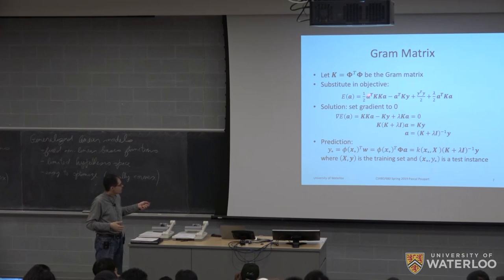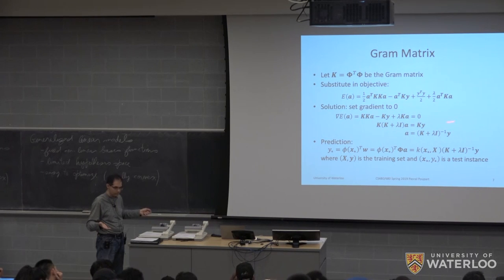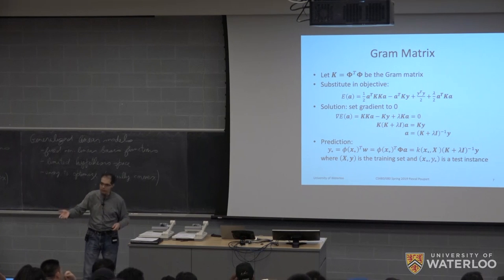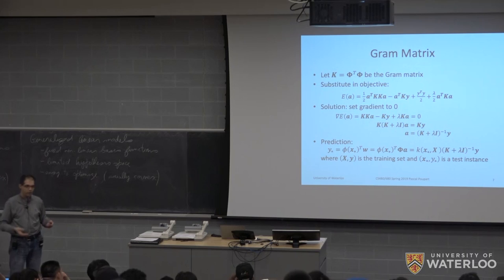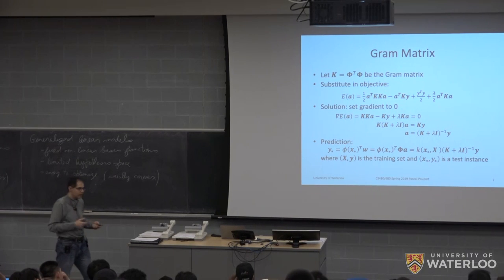Okay, so I can simplify my objective a little bit, where I replace all those phi transpose phi by K. And now, if I simply want to find a solution, in other words, find the A that minimizes this, I take the gradient, set it to zero, and I would arrive at this equation. So this gives us an alternative way of optimizing, of finding the solution, in terms of A instead of W.